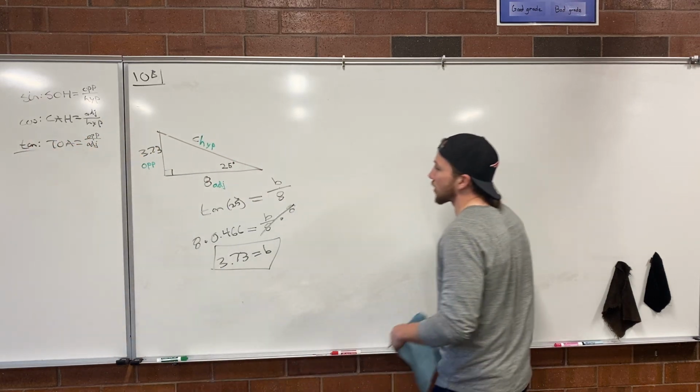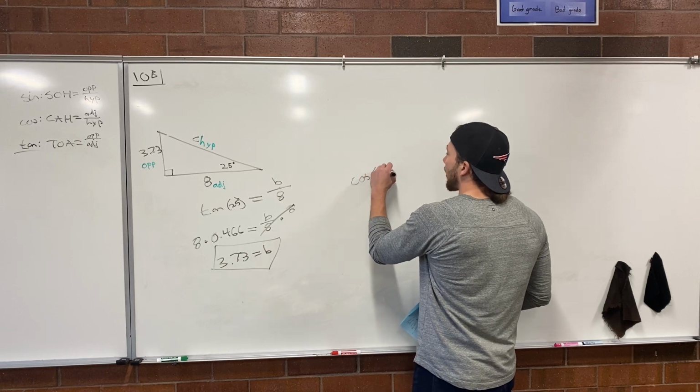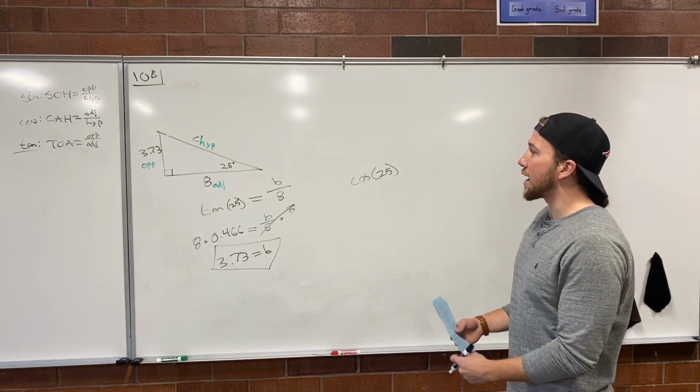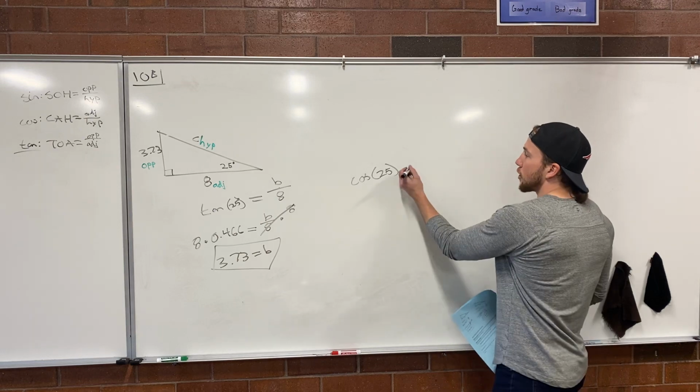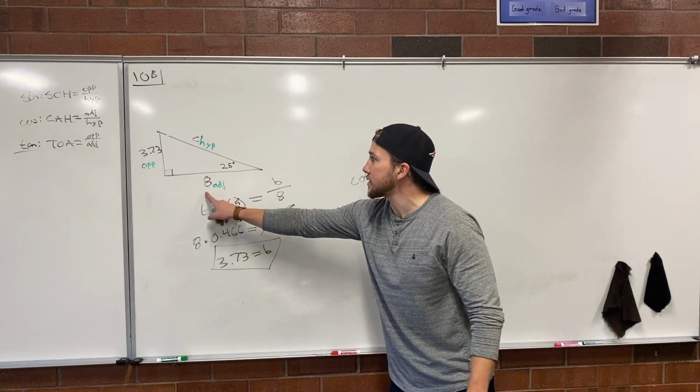So now that we've decided we're going to use cosine of 25, we can write out our equation. So cosine of 25, the ratio for cosine is adjacent over hypotenuse. So it's 8 over c.